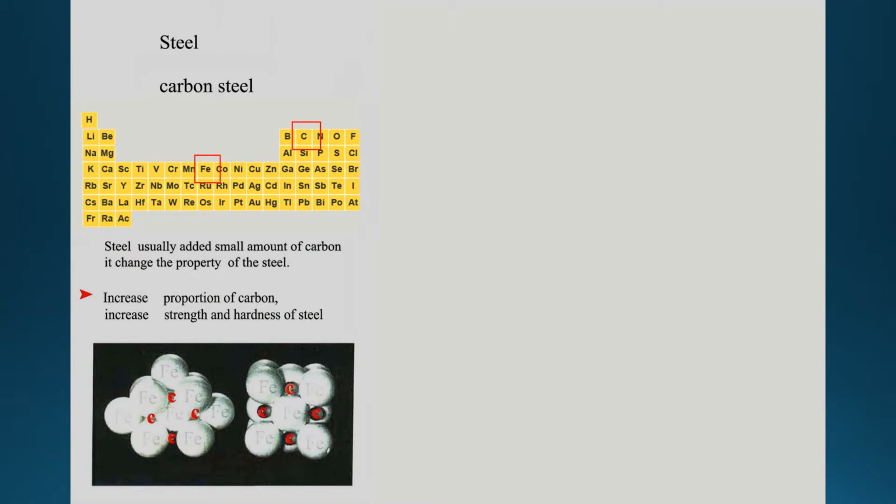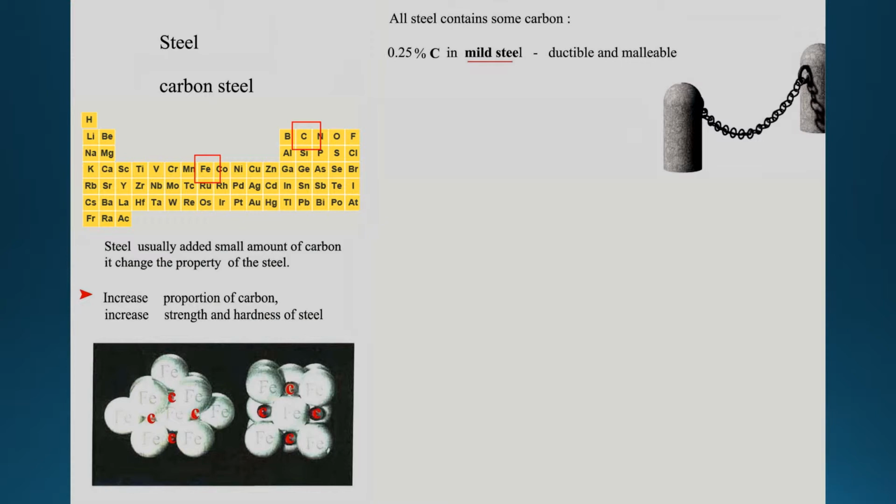Students, understand the difference between iron and steel. When iron goes to 99.9% purity, we call it steel. All steel contains some carbon. If you put in 0.25% of carbon, we call it mild steel. It is still ductile, moldable to a small extent, but a lot stronger than pure iron.